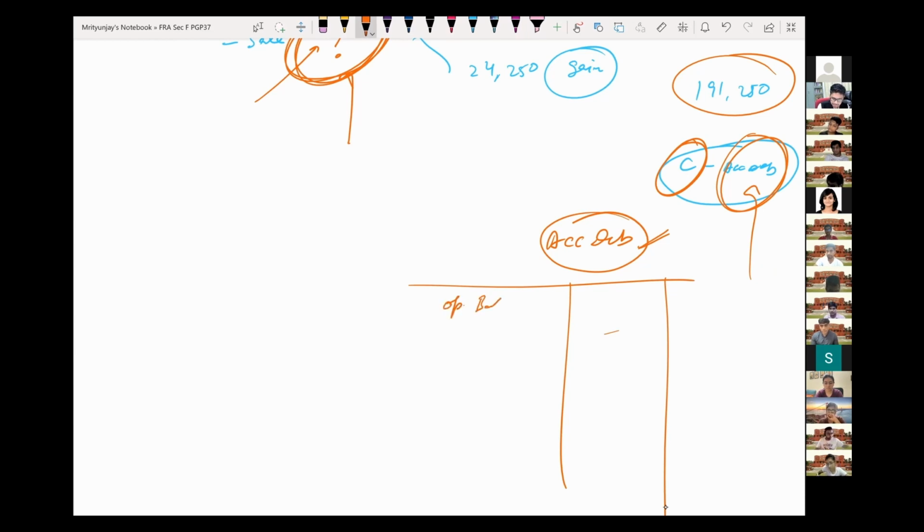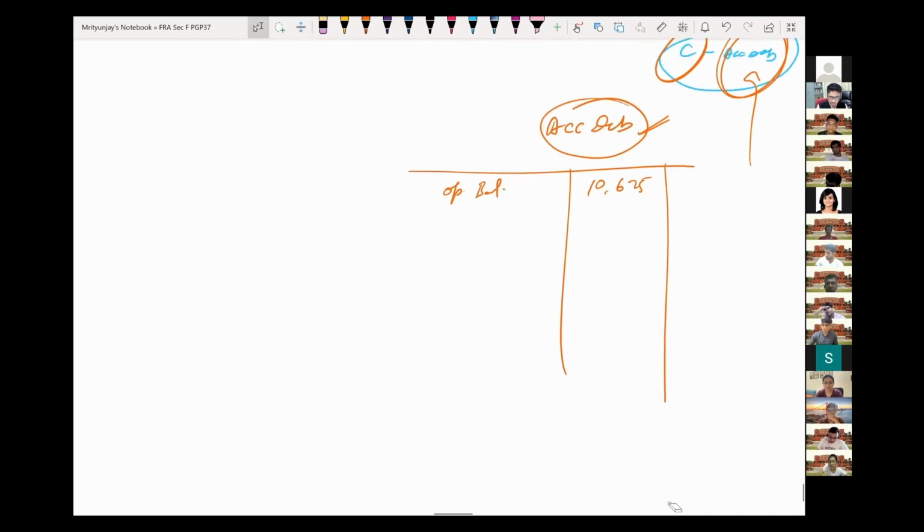Opening balance is how much? 10,625. Opening balance of accumulated depreciation is 10,625. Now tell me, because of which all items will my accumulated depreciation go up or fall down in the particular year, so that I can find the closing balance? One will be this sale itself, sale of plant. Whatever was the accumulated depreciation on it, that would be the missing information. But I am hoping that all the other information is available to me.